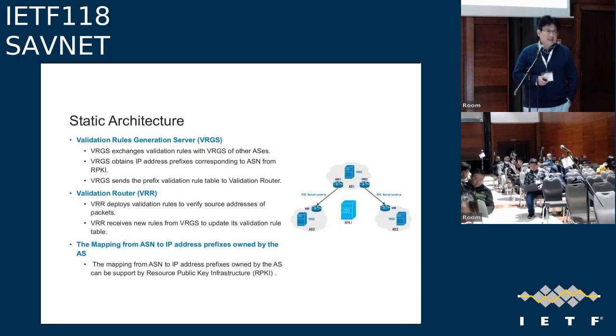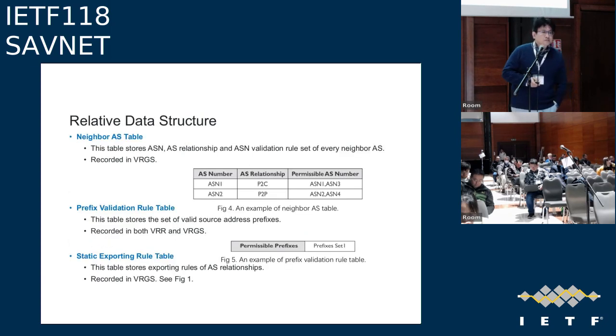The second component is the validation router, we call VRR. VRR deploys validation rules to verify the source address of packets. VRR receives new rules from VRGS to update the validation rules table. The third component is the mapping from ASN to the IP address prefixes owned by the AS. We can use RPKI to support this kind of solution.